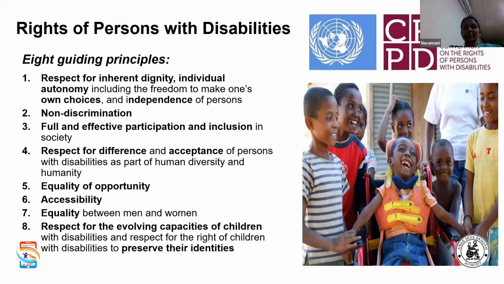There are eight principles given in the CRPD. The first one is respect for inherent dignity and individual autonomy, then non-discrimination, full and effective participation and inclusion in society, respect for difference and acceptance of persons with disabilities, equality of opportunity, accessibility, equality between men and women, respect for the evolving capacities of children with disabilities, and respect for the right of children with disabilities to preserve their identities. These are the eight guiding principles of the CRPD.